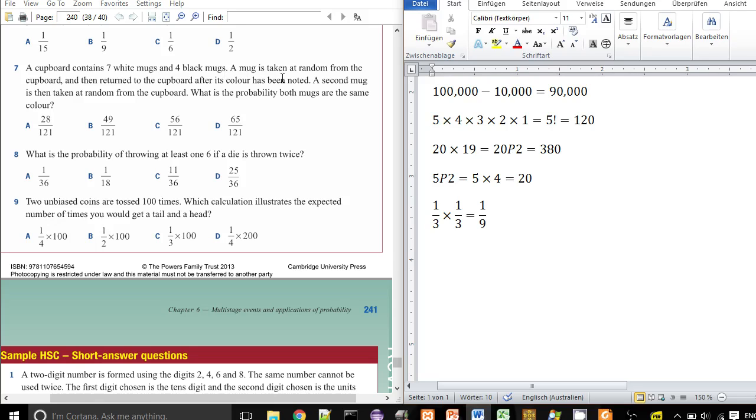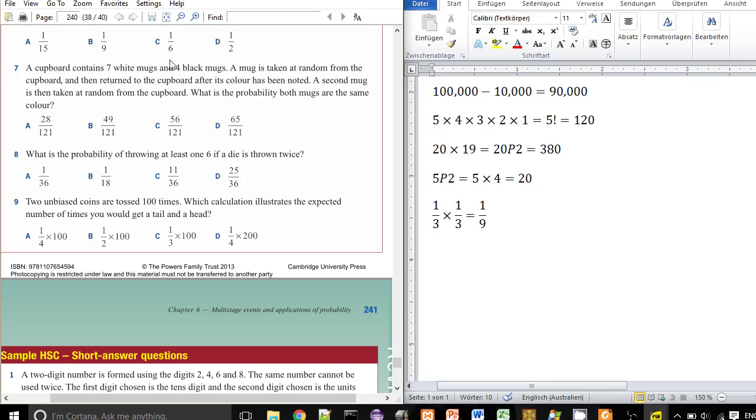Alright. Cupboard has 7 white and 4 black mugs, and then it's delicately returned after its color has been carefully noted. This is a thing in probability. If you take something, it affects the probabilities. If you return it, then it leaves the probabilities the same. That's why they're emphasizing that. Okay, just this part. Oh, gosh. This part.